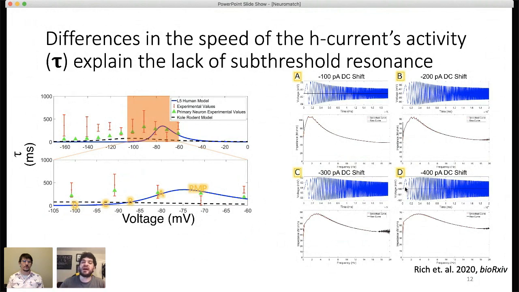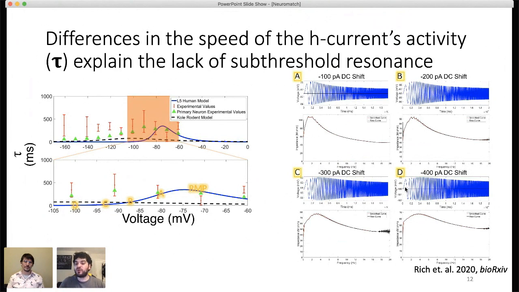Now, if that was our hypothesis that a larger tau, slower H current, prevents subthreshold resonance, how might we test that? Well, using the in silico setting and this human neuron model, we said, okay, if we hyperpolarize the voltage, the tau values start to get lower and approach what we see in the rodent setting. So if this hypothesis holds, if we hyperpolarize the neuron and apply the same experimental protocol, we should start to re-establish subthreshold resonance.